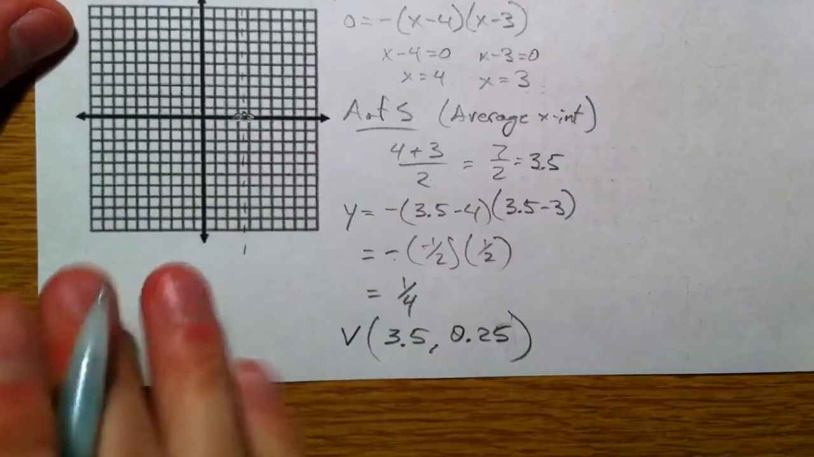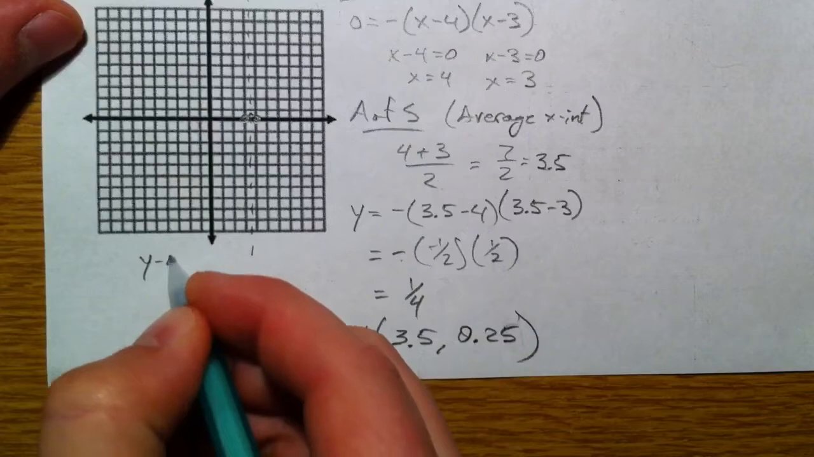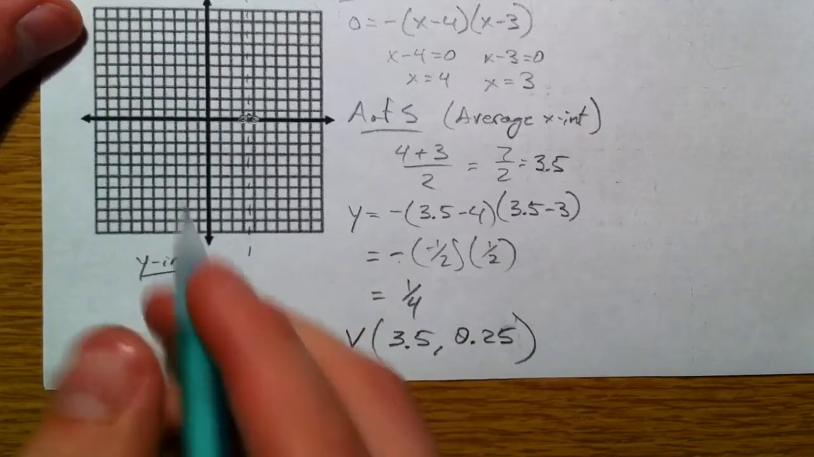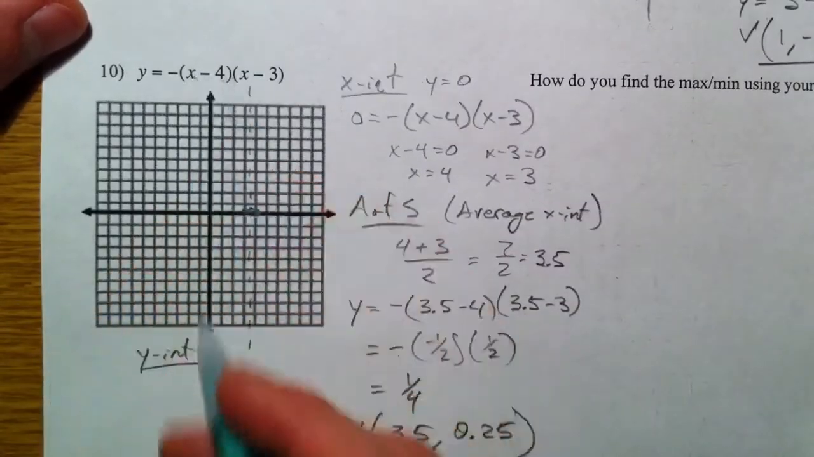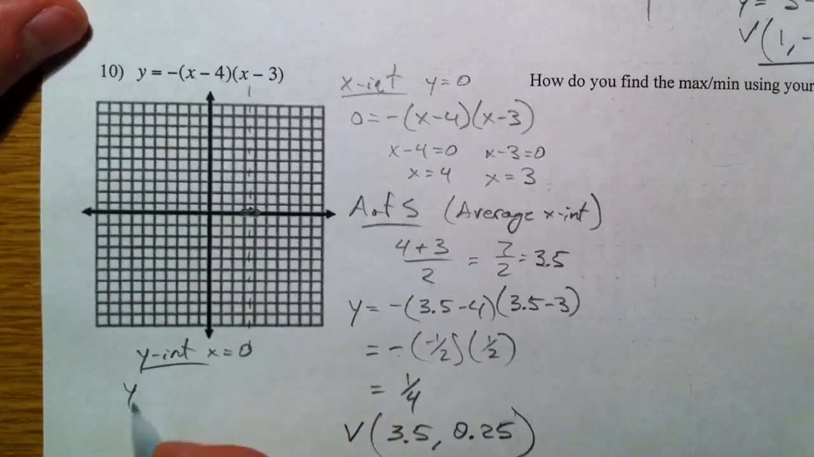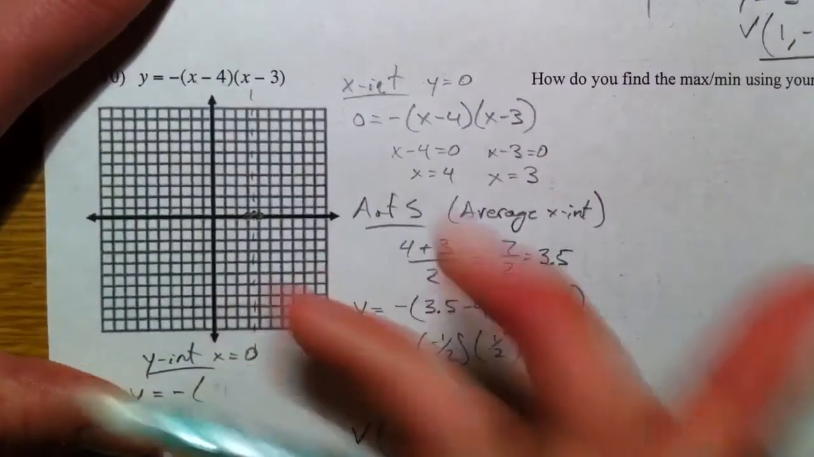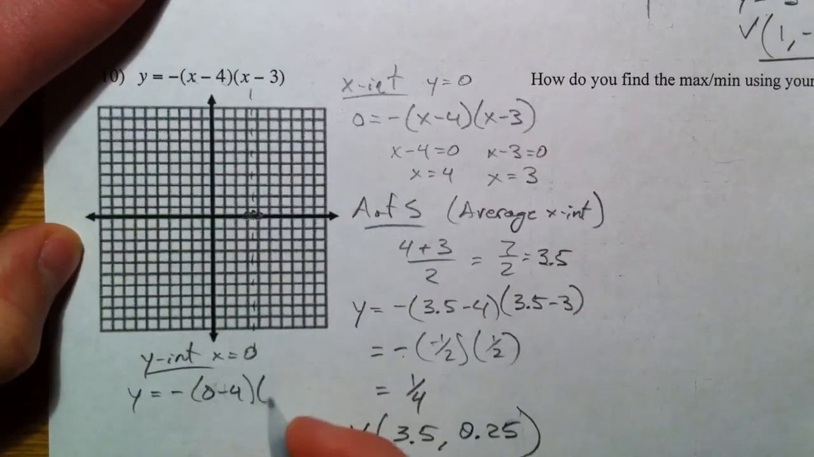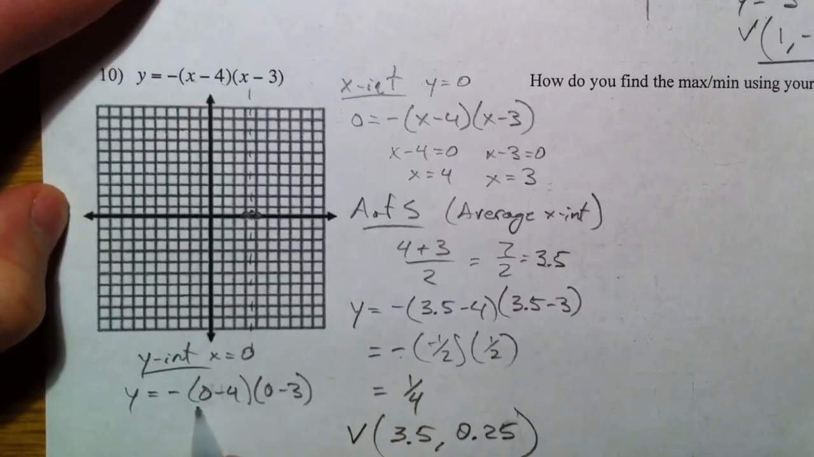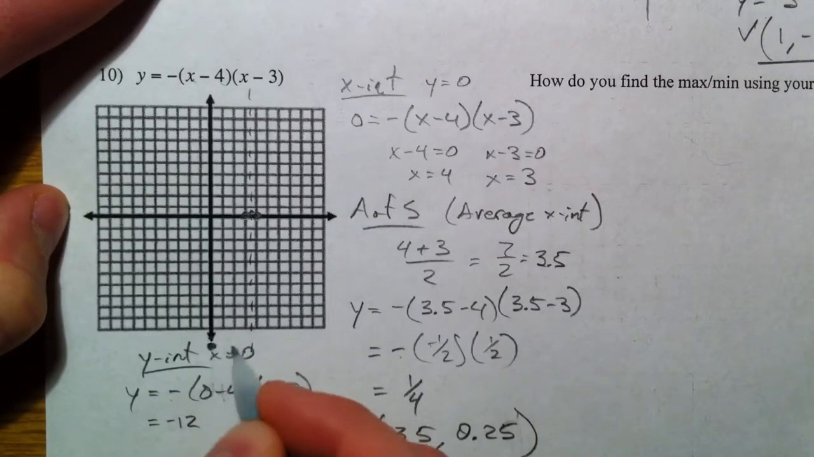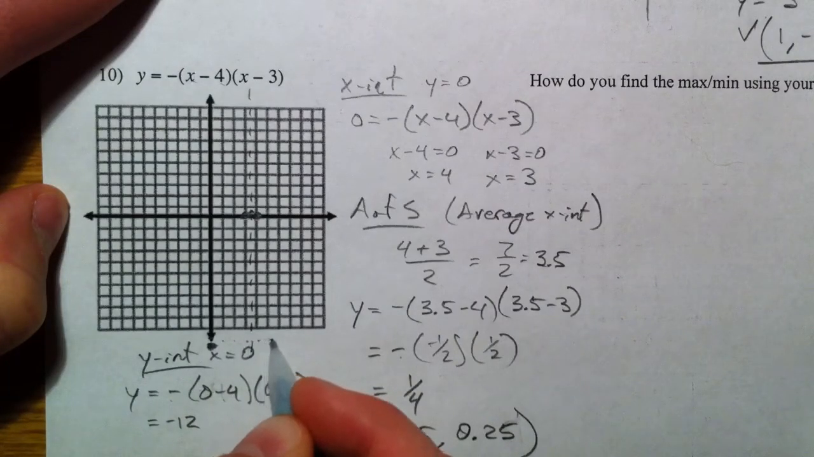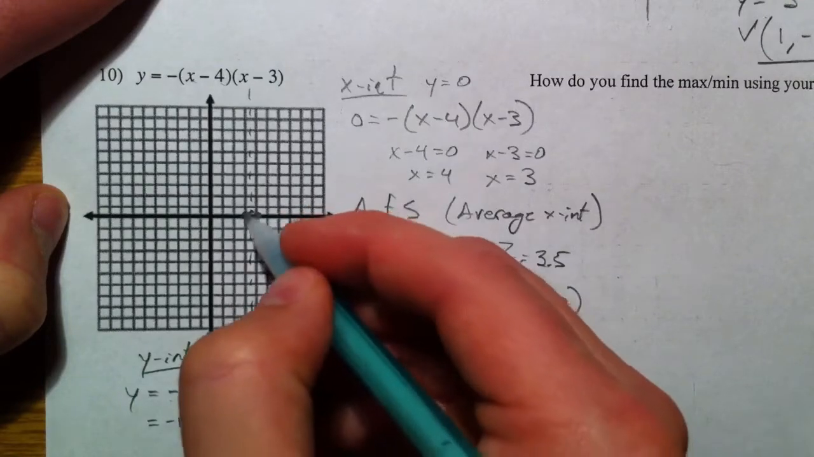The y-intercept. Plug in 0 for x. 0 minus 4, 0 minus 3. So that's negative 4 times negative 3, which is positive 12, made negative, so that's negative 12. So we're down here. And then you could reflect that over.